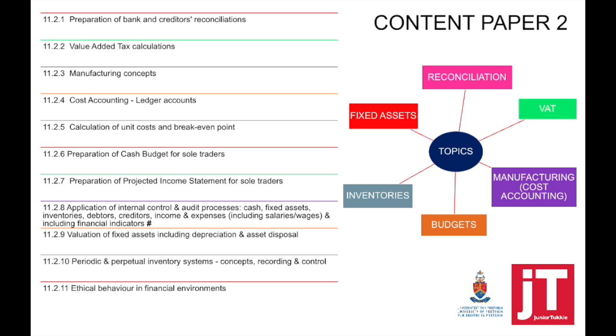We are now done with paper 2. A reminder with content to study for paper 2. Make sure that you study your reconciliation. It consists out of bank reconciliation, creditors reconciliation, and debtors reconciliation. VAT, manufacturing, budgets. Budgets consist out of cash budget and the projected income statement. Inventories and fixed assets. Remember that financial indicators, as seen with one of the questions that we completed, question number 3, is incorporated into paper 2. Make sure that you study your financial indicators.